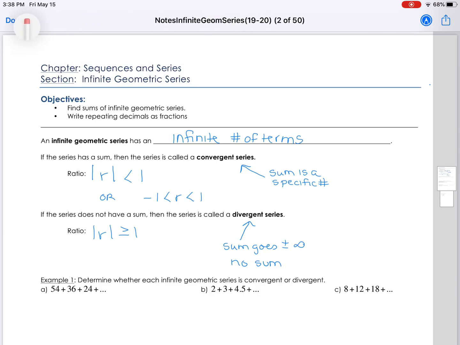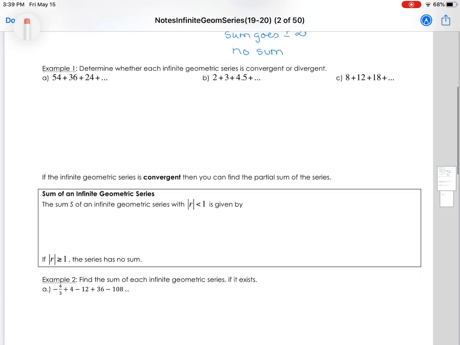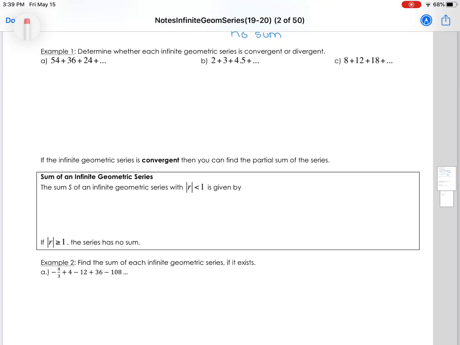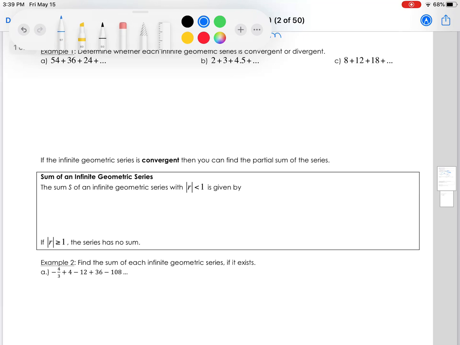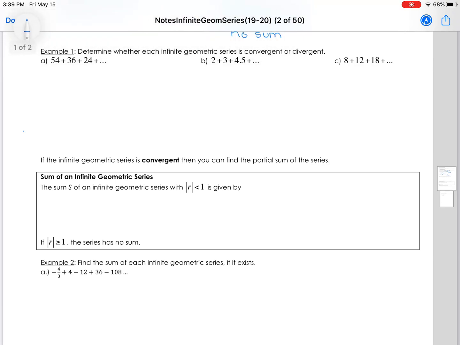All right, so the first thing you always want to ask yourself, when you're being asked to determine what the actual sum is, is whether you can do it, because in some cases you may not be able to. Example number 1 says, determine whether each infinite geometric series is convergent or divergent. It 100% comes down to the R value.